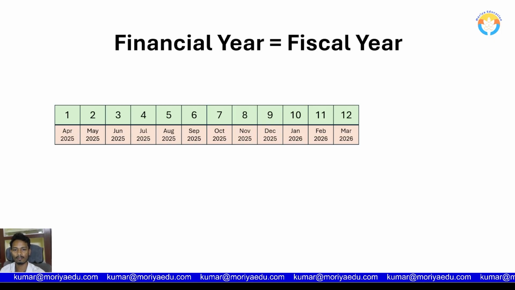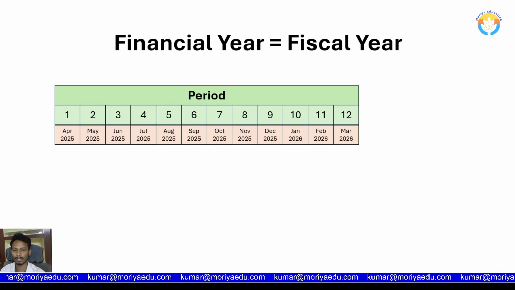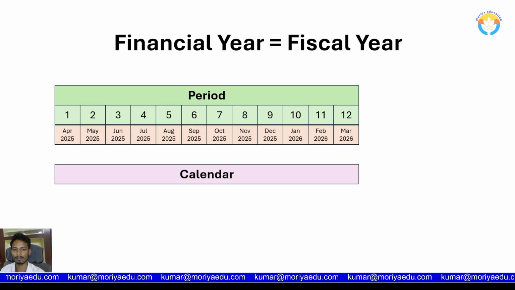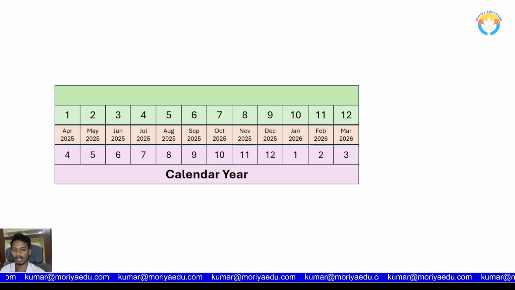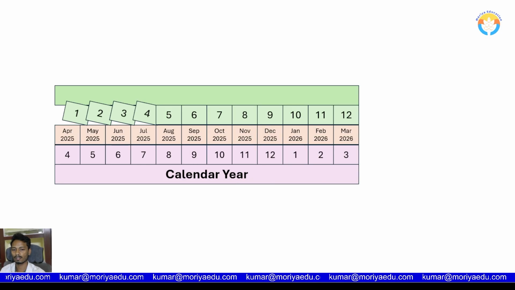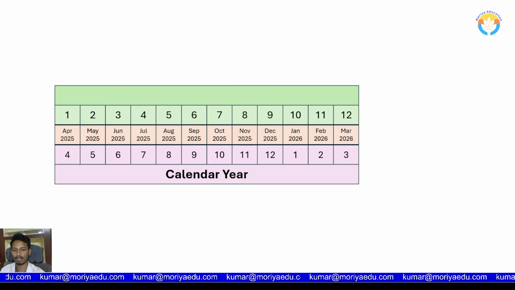In SAP, every month is called a period, but as per calendar, the month number for April is 4, May is the 5th month and so on, and December is the 12th month. And again, January is the first month, February is the second month, and the month number for March is 3. These are the month numbers as per calendar year, and the months in which transactions are posted are called posting periods.